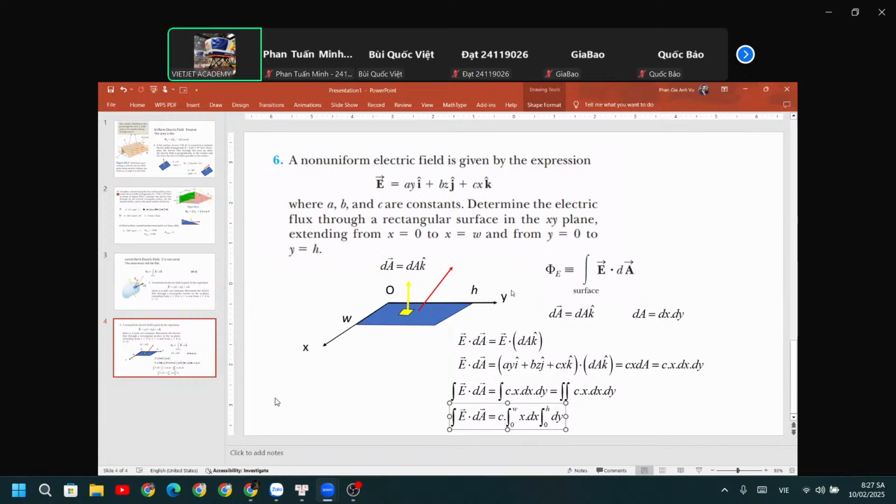Okay. C is constant, so put it out. Then you have the integral from 0 to w of x dx, multiplied with the integral from 0 to h of dy. And finally, what do you get? You get C over 2 w squared h.